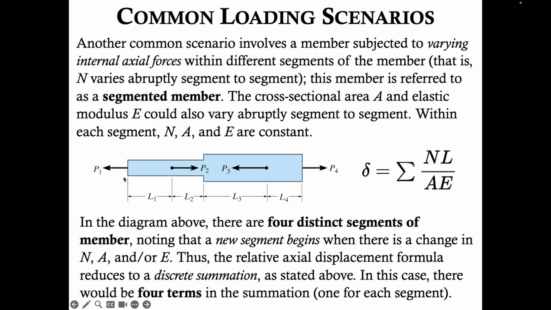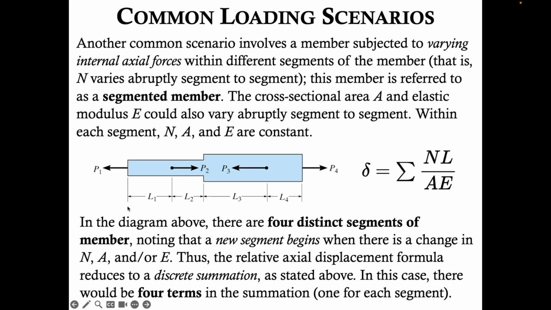We have various points given to us with different axial loads being applied, and different lengths as well, L1, L2, L3, and L4. In this diagram, there are 4 distinct segments of member, noting that a new segment begins when there is a change in N, A, and/or E. Thus, the relative axial displacement formula reduces to a discrete summation as stated above in this equation here, where delta equals summation NL over AE, meaning the summation of the NL over AE values for each segment. In this case, there would be 4 terms in the summation, one for each segment. There are exactly 4 segments.